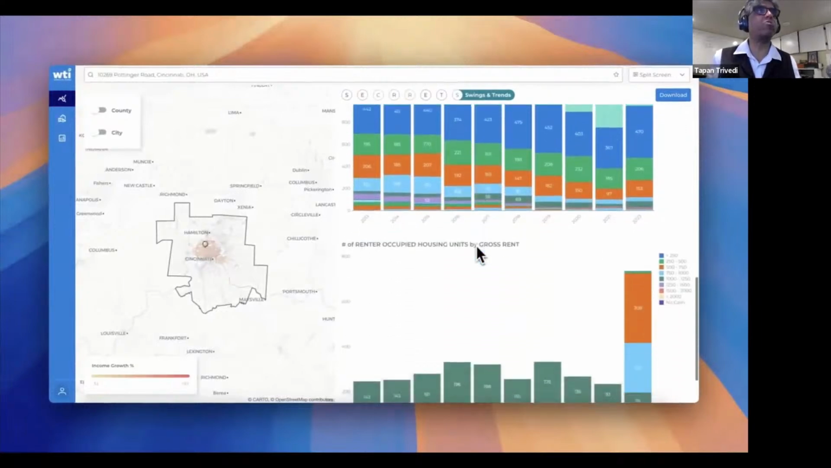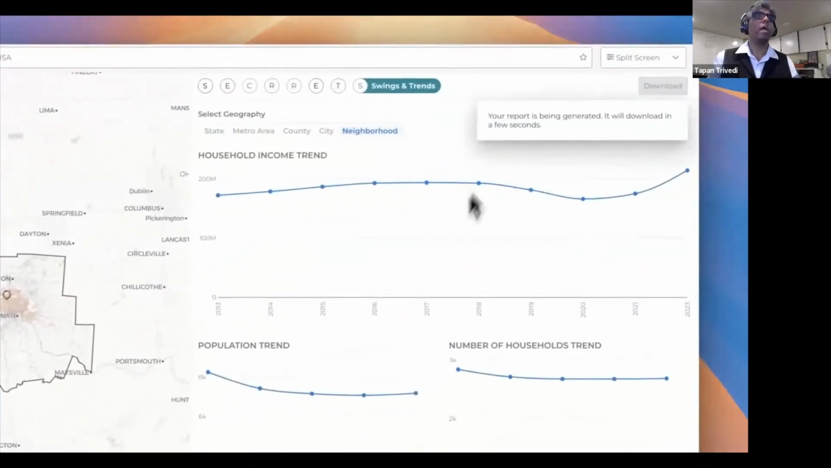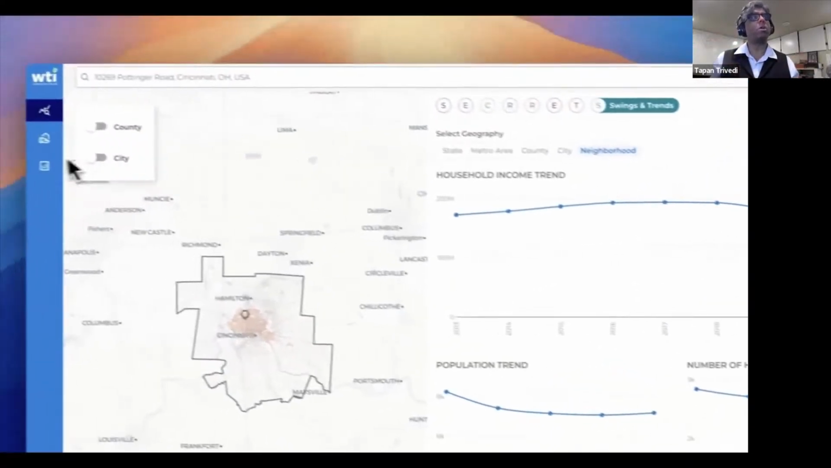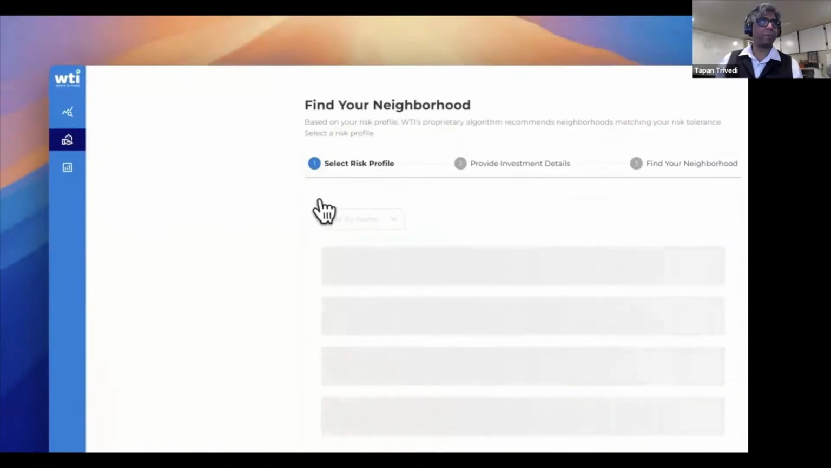And this is the swings and trends, which way the market's going, population, number of households, and then you can download all these reports, and people are using all the stats in the downloaded report to raise capital. And this is the Find Your Neighborhood tool.